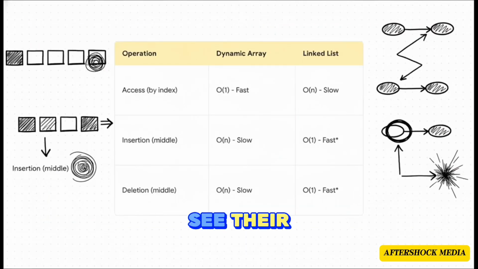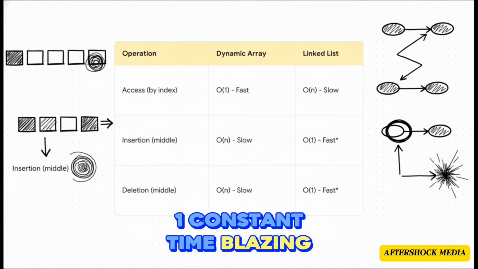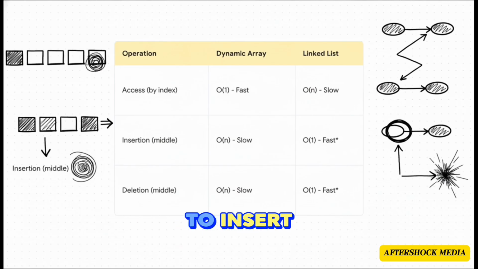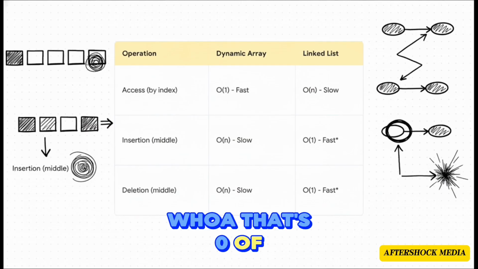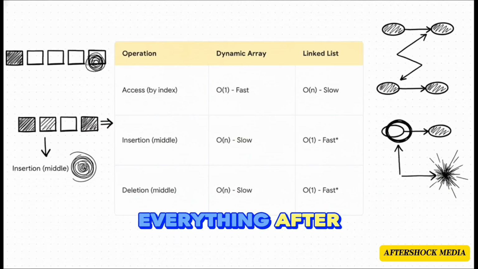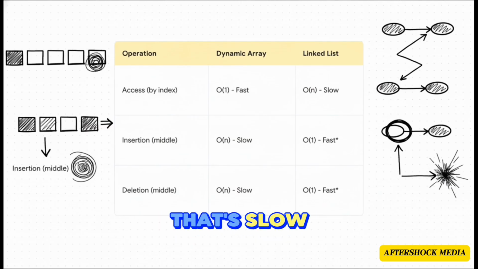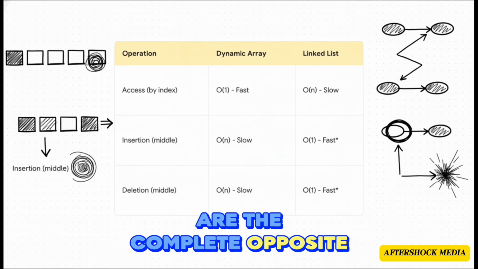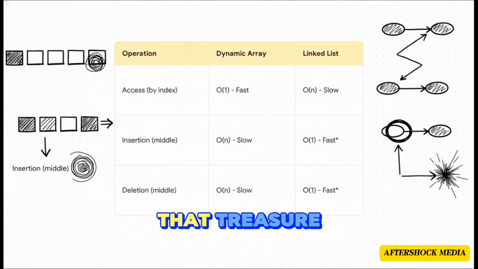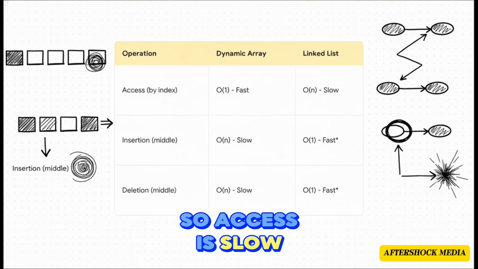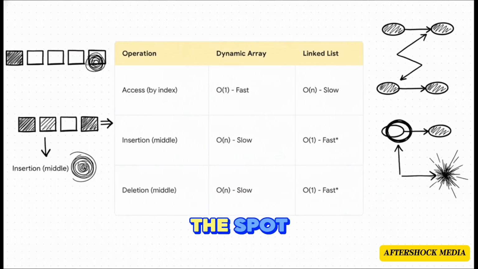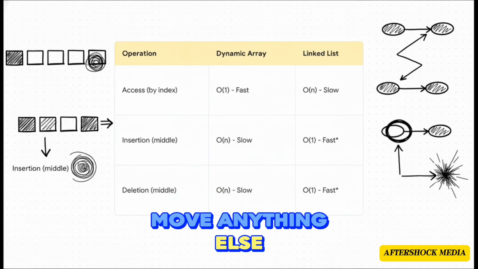And here's where we see their Big O scorecards. For accessing an item by its index, arrays are O of 1, constant time, blazing fast. But if you want to insert something in the middle, whoa, that's O of n. You have to shuffle everything after it down one spot. That's slow. Linked lists are the complete opposite. To find an element, you have to do that treasure hunt. So access is slow, it's O of n. But once you find the spot, inserting or deleting is O of 1. Super fast because you just change a couple of pointers. You don't have to move anything else.